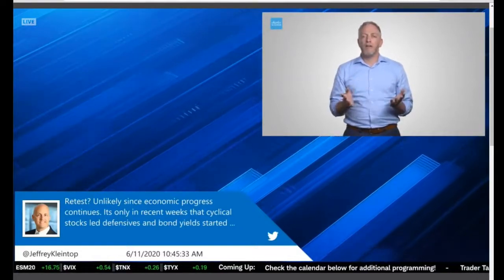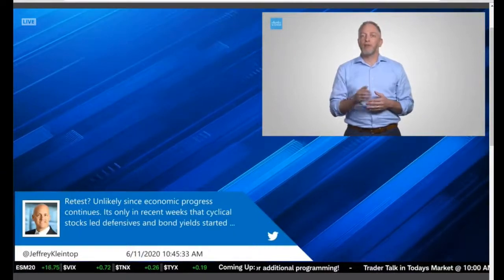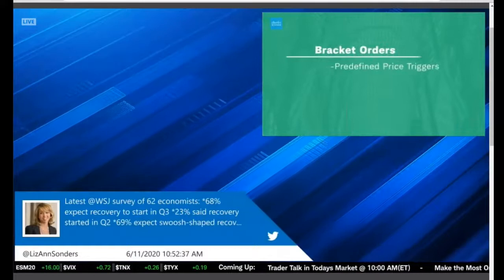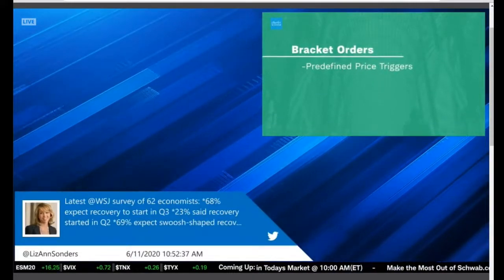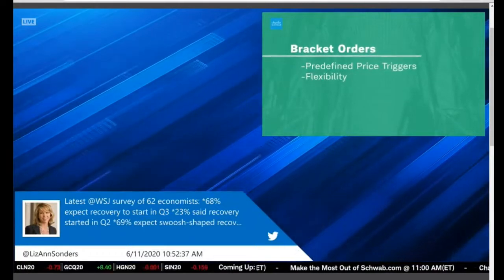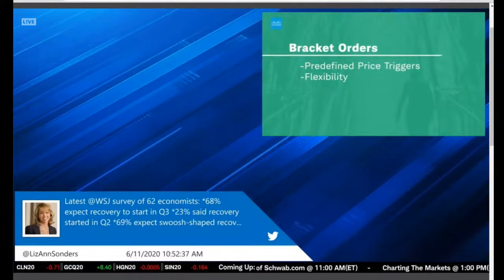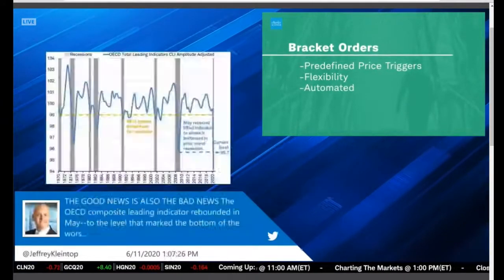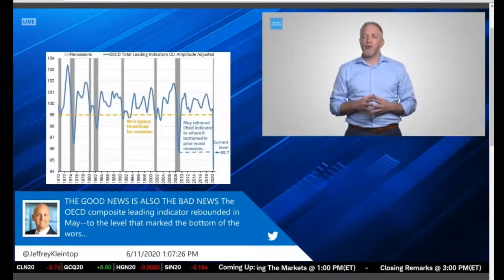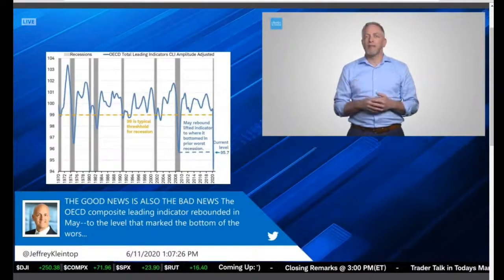So to summarize, bracket orders are just one more risk management tool that can help you preserve your trade capital. They let you set predefined price triggers for your stop loss or profit-taking exits, and they offer flexibility. You can place them along with a limit order or on an existing position. And they're automated, so you aren't tethered to your screen. When you include brackets with your limit entry order, your entry and exit orders are queued up and ready to be activated.